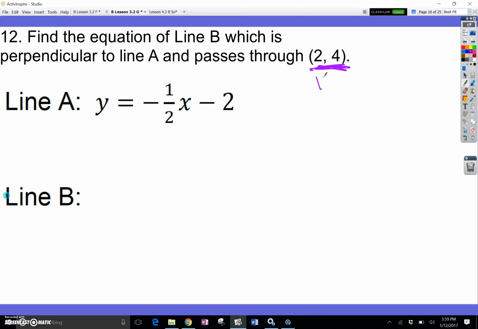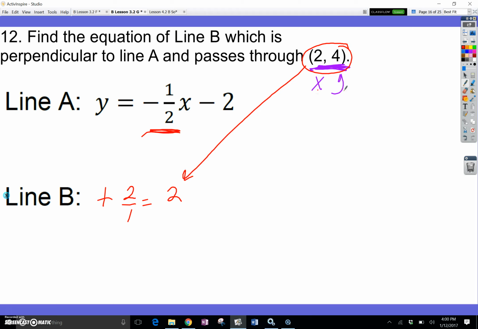So this is on line B. You got an x and a y. I need to figure out the slope of line B. Now remember, if it's perpendicular, you're going to flip the fraction and flip the sign. So if my slope is negative 1/2, that's now going to become positive 2 over 1, which is just positive 2. And remember that this point is on this line.